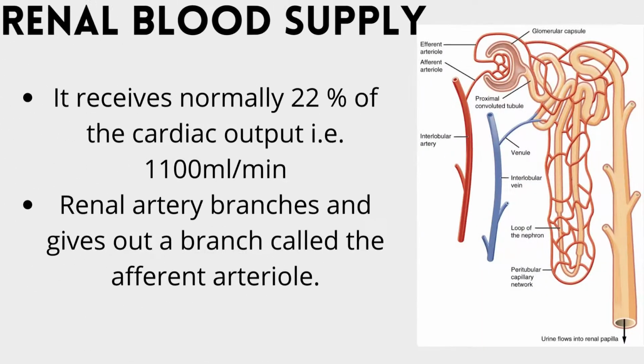So, the renal blood supply. The kidneys normally receive about 22% of the cardiac output. So, what is cardiac output? Cardiac output is the amount of blood that your heart pumps out per minute. Now this blood will be used to supply all the organs of the body, and on an average, it is about 5 liters to 6 liters per minute.